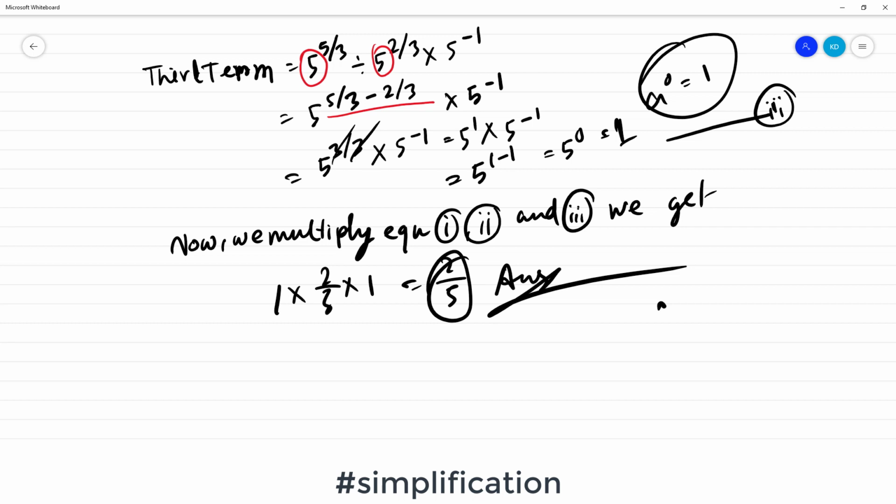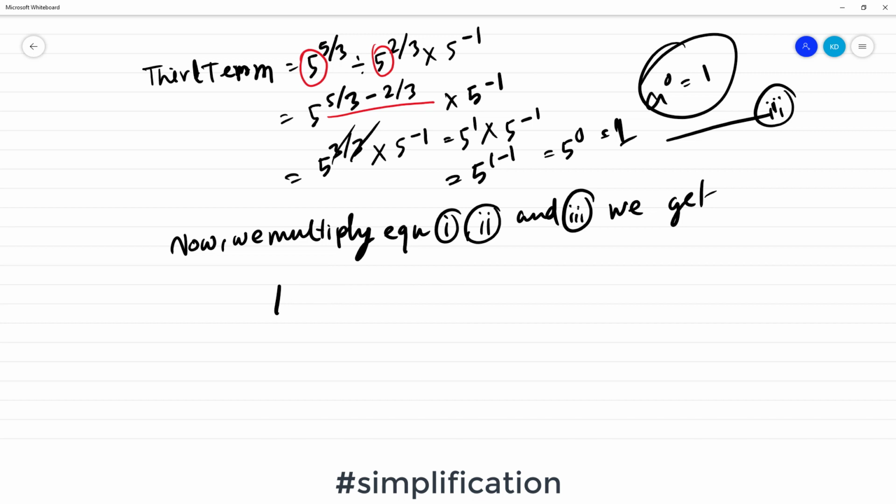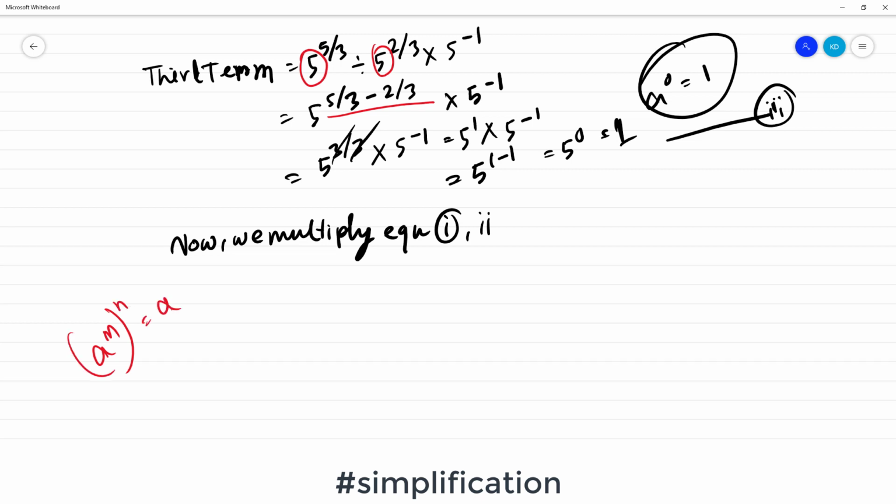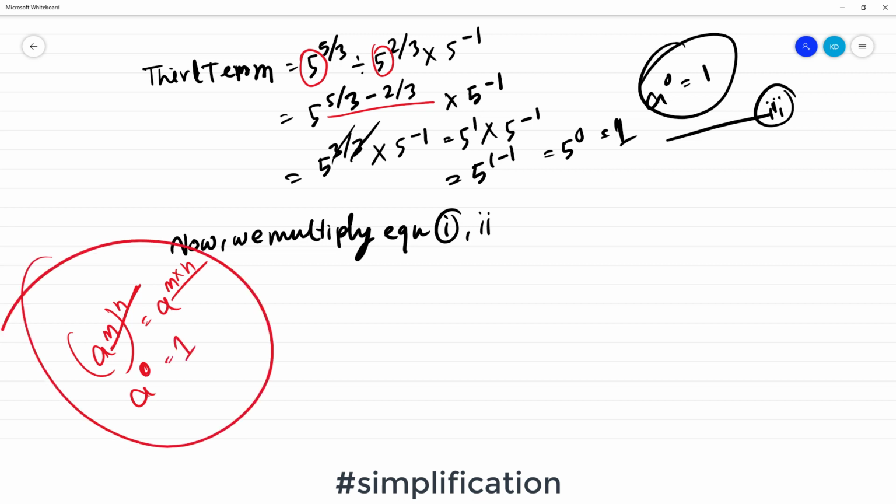So please go back to the main point, go back to this previous point, and here we need some notations. Notation number one says a to the power m within bracket to the power n, then we need this formula and multiply both of these powers. And another one is that anything to the power 0 gives 1. So with the help of these two things we can solve this kind of problem.